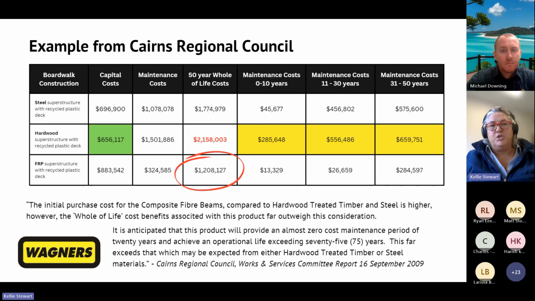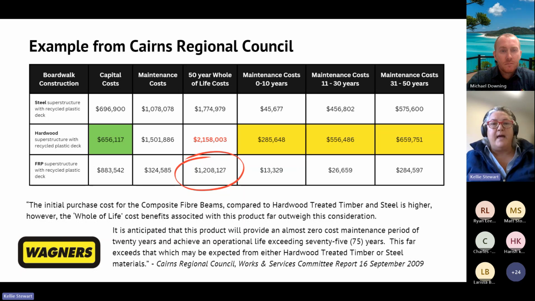Now, if you were going to make a decision on what material to go with based on your initial costs, you'd probably go with the hardwood option, which I've highlighted in green, because it has the cheapest initial cost. But let's have a look at the maintenance requirements of that hardwood structure in the first 10 years, which is estimated at $285,000, highlighted in yellow. And if you add, then from 11 to 30 years, which is another $556,000 as forecast by Cairns Regional Council, and then 31 to 50 years, an additional $659,000.